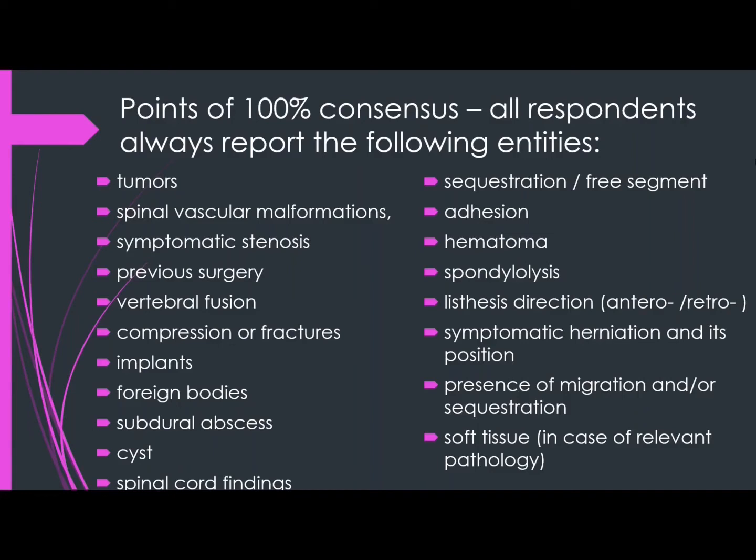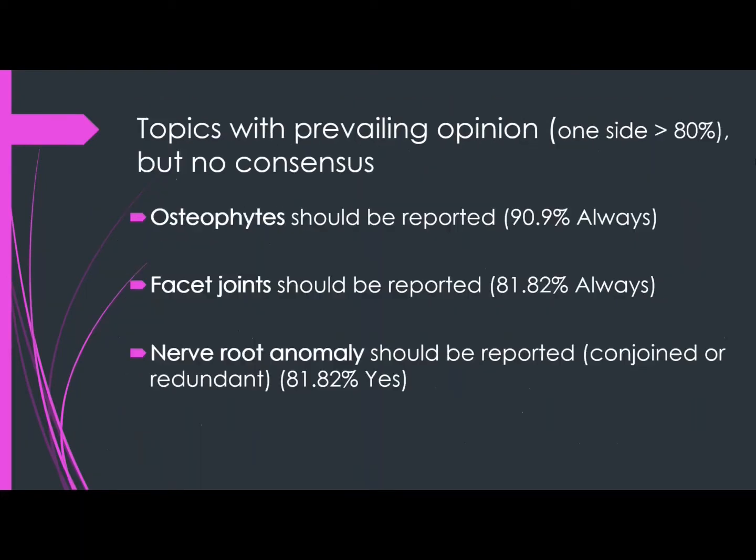We have separated all of the findings in several different categories, one of which is the category of consensus. The findings listed on this particular slide are points of 100% consensus among all respondents of the survey. They say that they will always report all of the following entities, which is of course understandable. They are all of substantial clinical significance and they should not ever be omitted.